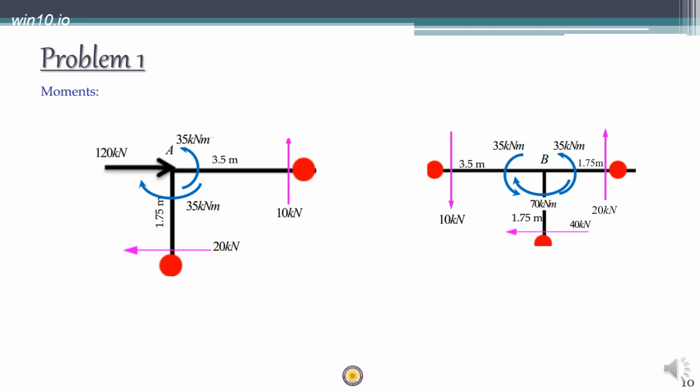It is important to note that at every joint the sum of moments should be equal to 0. So if there is a 35 clockwise moment, it is important to give an anti-clockwise moment of equal amount to bring the total moment to 0. So we additionally provide a 35 anti-clockwise moment, and this is going to be a beam moment. So beam AB has a beam moment of 35 anti-clockwise at A.